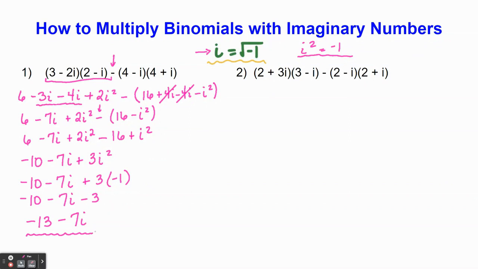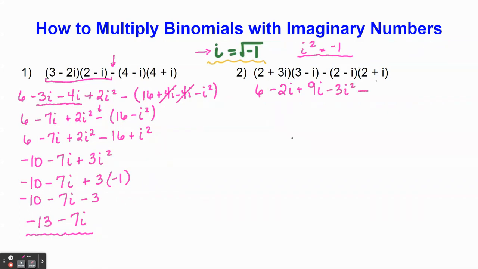Now, I want to do one more because I always find that the second example helps us to kind of solidify the process. So let's start here on problem number 2, the same way we did on problem number 1, by distributing or using the FOIL method with these first 2 parentheses. So 2 times 3 would give me 6. 2 times -i would give me -2i. 3i times 3 would give me 9i. And then 3i times -i would be -3i².